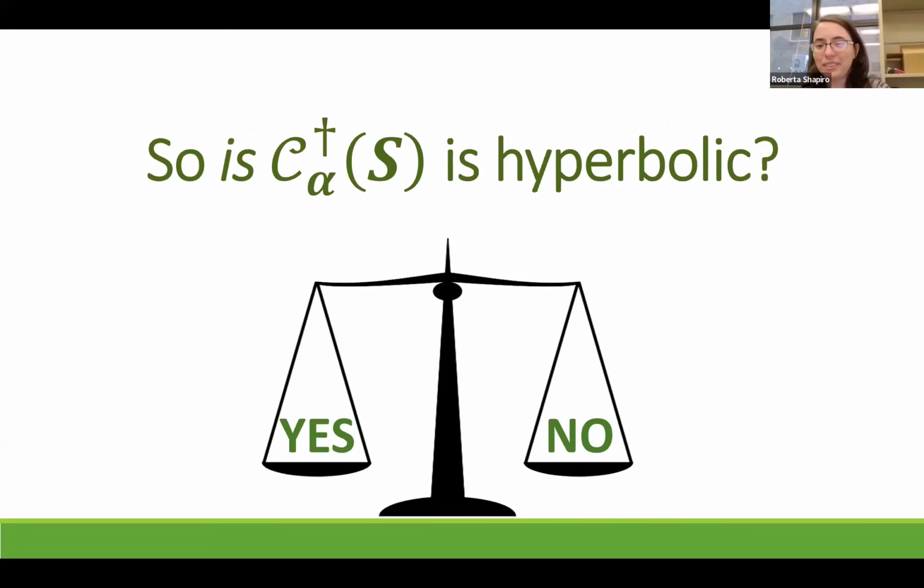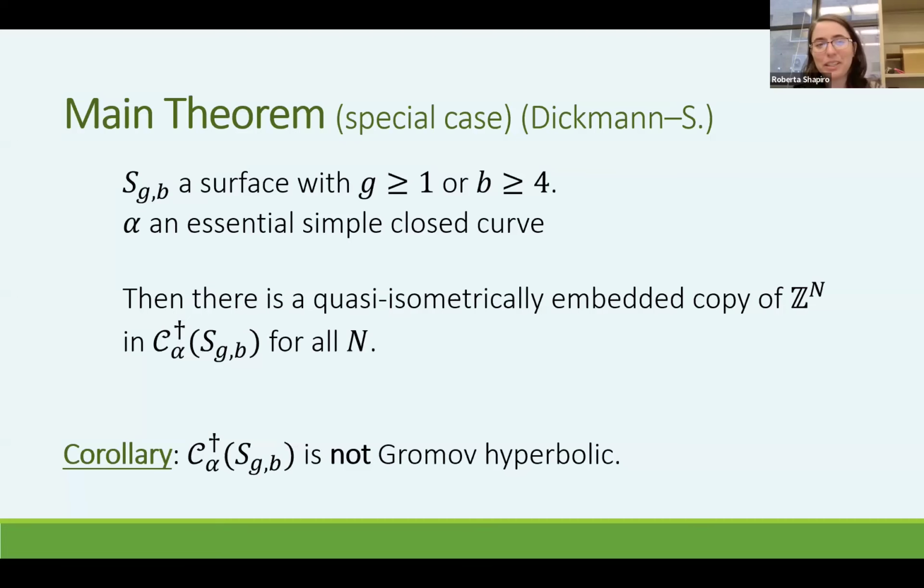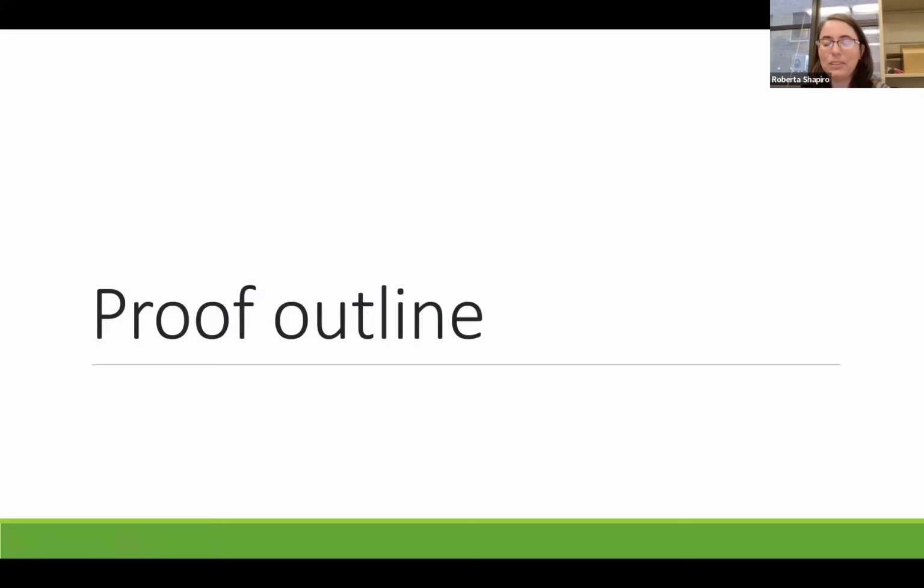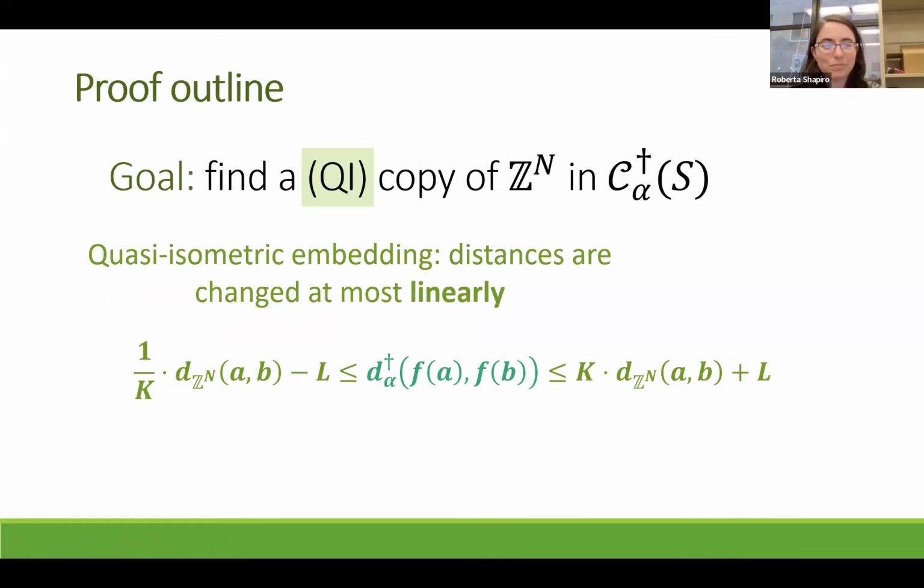And well, the answer is no, because of the main theorem that I said on the first slide. We have that there's a QI embedded copy of Z^n for all n in the single isotopy class subgraph, and therefore it's not hyperbolic. So let's see where all this comes from. Let's see a proof outline for the special case.